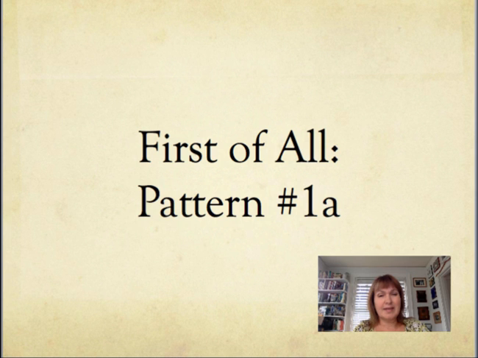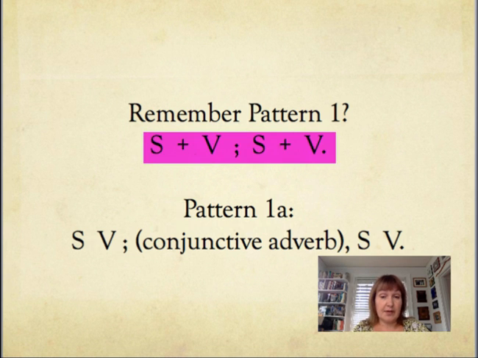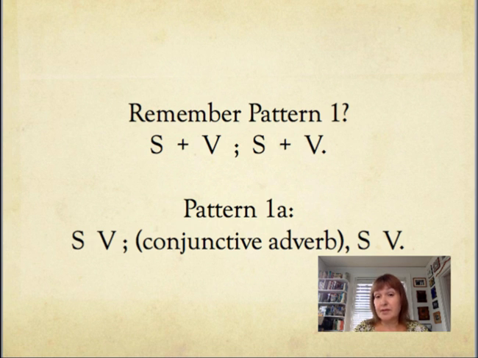First of all, what is pattern 1A? Well, it's kind of a variation on the first pattern that you learned. Subject plus verb, semicolon, subject plus verb. She made him dinner. He died 2 hours later. Pattern 1A is a little different. You've got your subject plus your verb, semicolon, conjunctive adverb, subject plus verb.